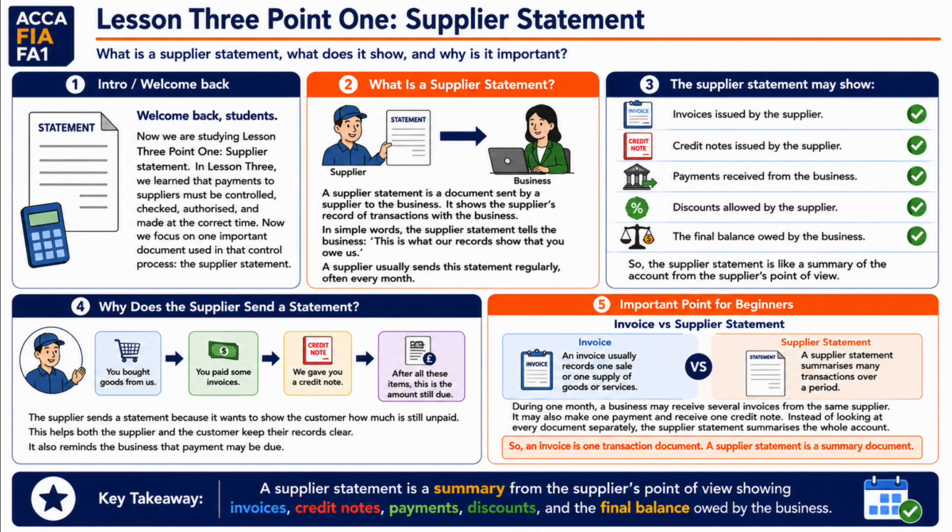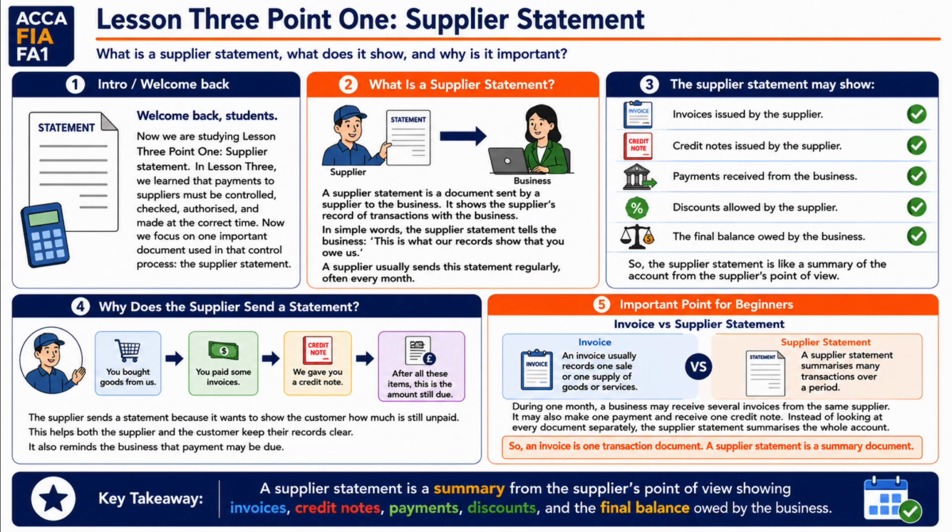Why does the supplier send a statement? The supplier sends a statement because it wants to show the customer how much is still unpaid. For example, the supplier may say, "You bought goods from us. You paid some invoices. We gave you a credit note. After all these items, this is the amount still due." This helps both the supplier and the customer keep their records clear. It also reminds the business that payment may be due.